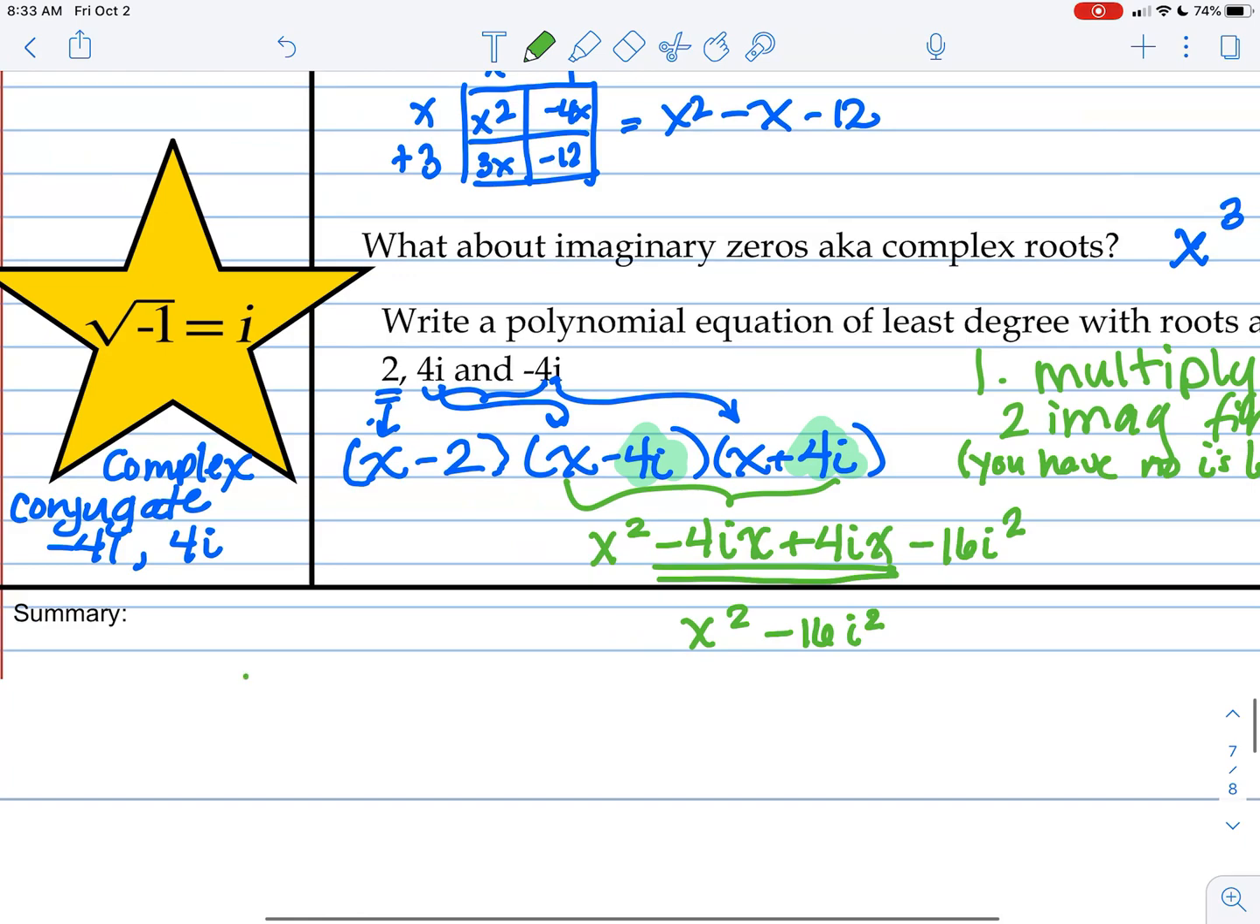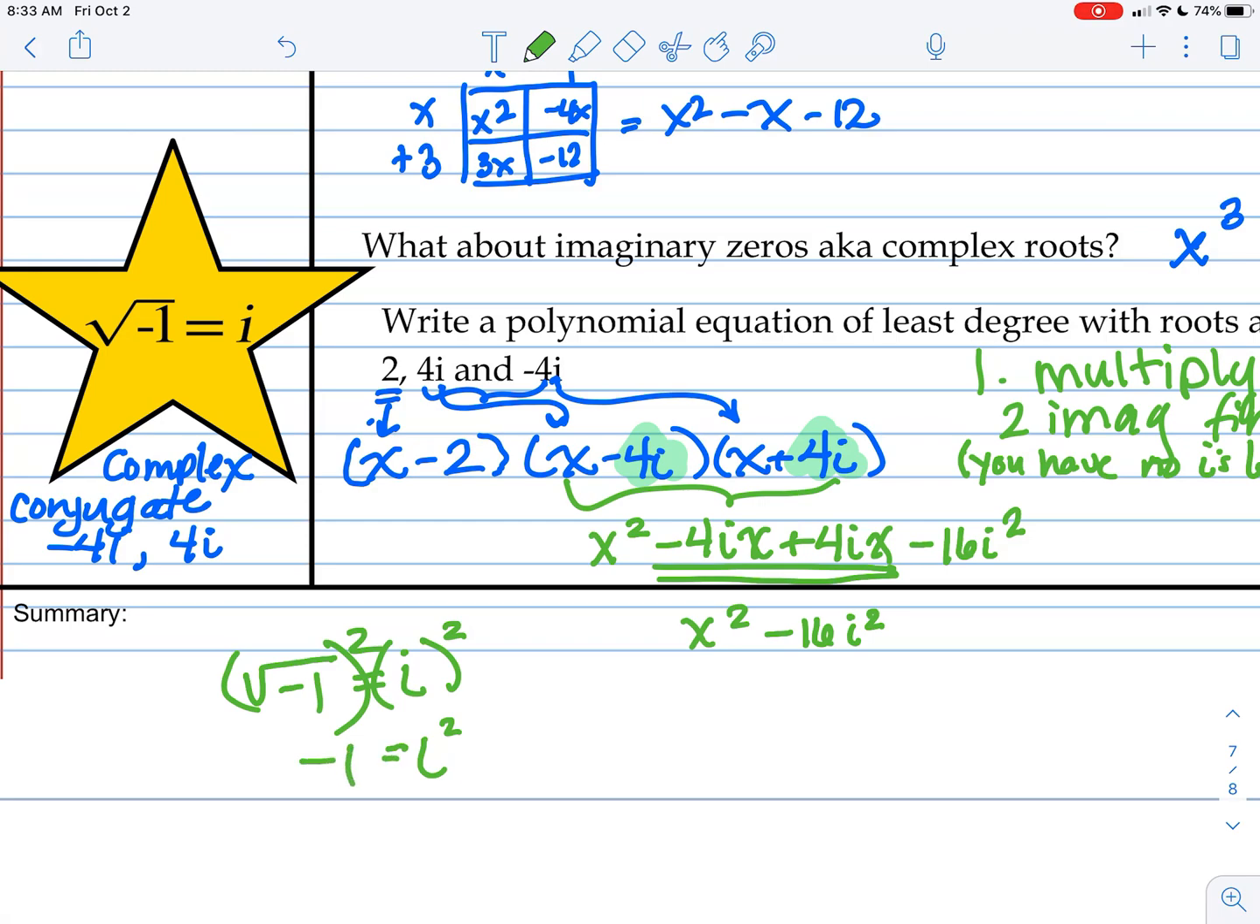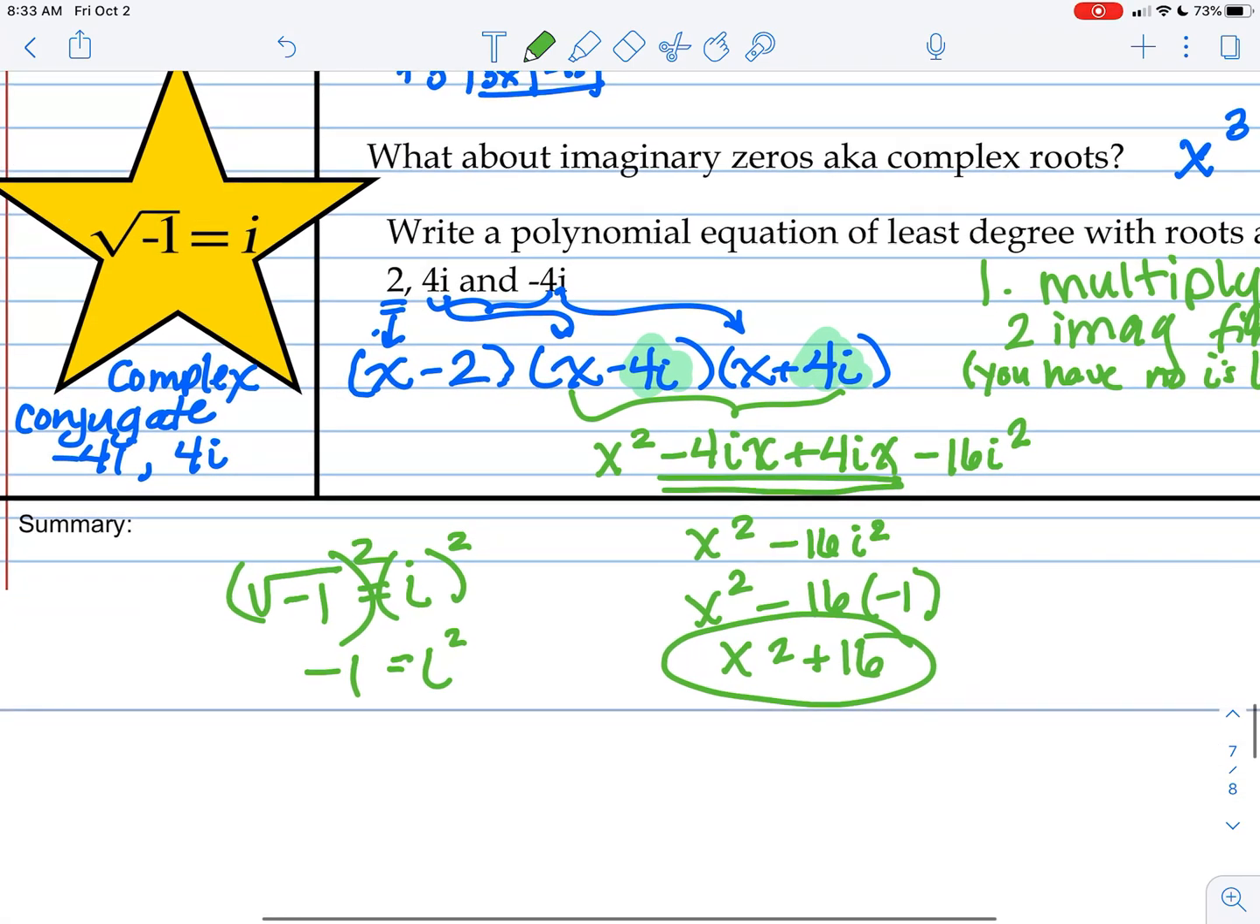And I reminded you over here that the square root of negative 1 is i. So if I square these both, i squared is the same as negative 1. So I've got x squared minus 16, and i squared is negative 1. When these multiply together, negative 16 and negative 1, I get this, okay? Notice there are no i's left. I'm all done with the i's. So that is why we need to take care of that step first.